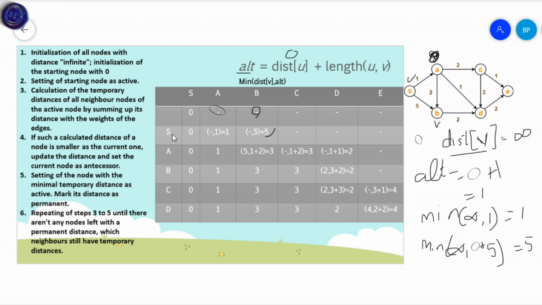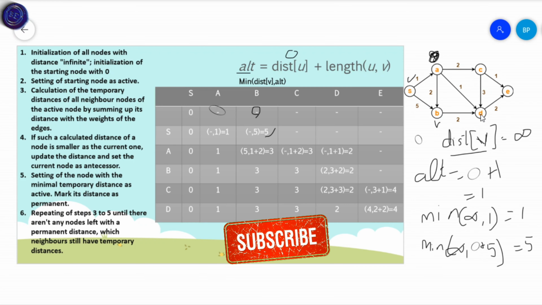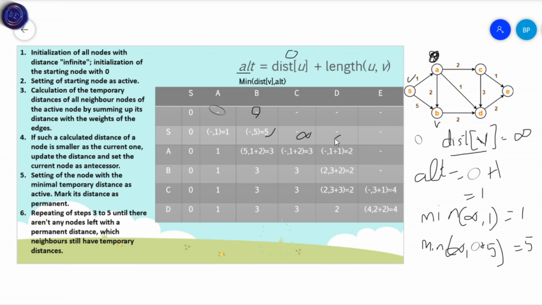So remaining vertices, that is from S to C. So here from S to C there is no direct connection. Similarly from S to D there is no direct connection. So from S to E there is also no direct connection. So the remaining values are also infinite. Okay, now let us find the distance from A to the remaining nodes.